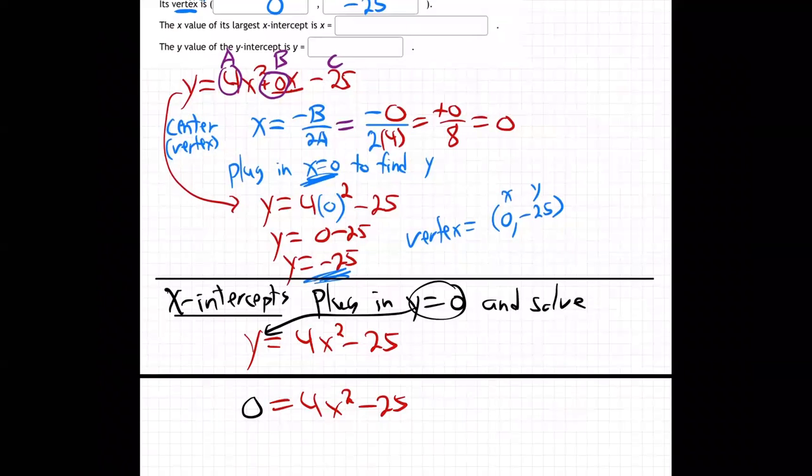Okay. So now we need to solve for x. So how do we solve that equation for x?